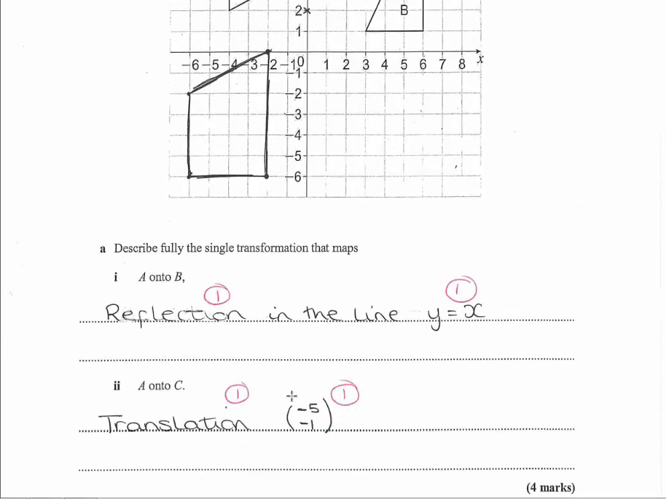So 5 to the left is minus 5 and 1 down is minus 1. 5 to the right and 1 up would just be (5, 1). But this is 5 to the left and 1 down. Translation is just a slide.